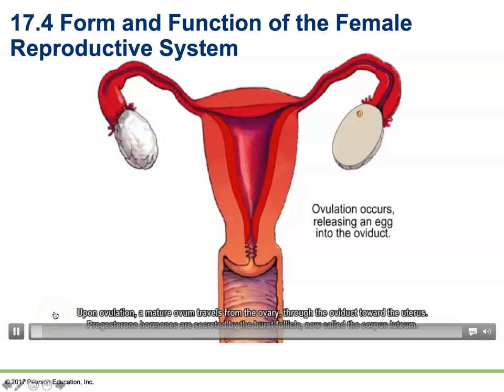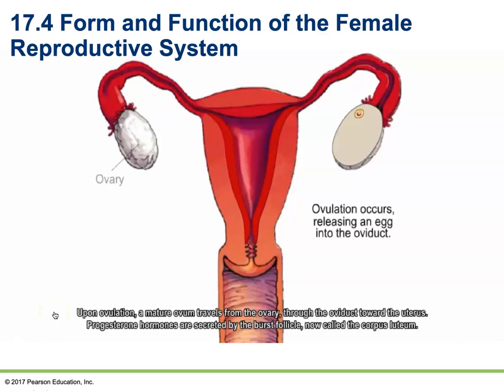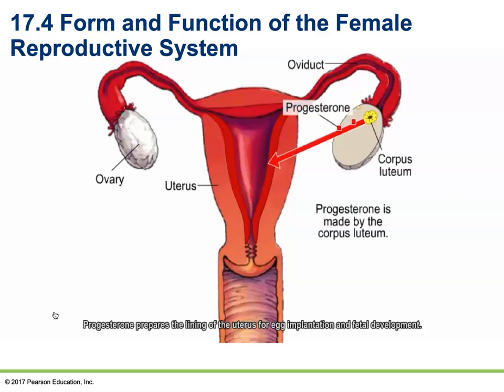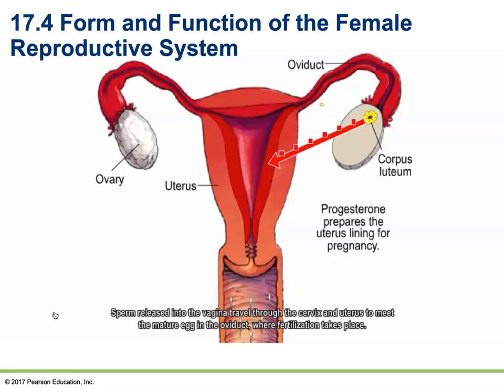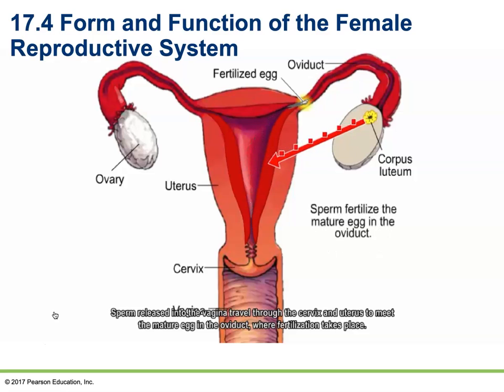Upon ovulation, a mature ovum travels from the ovary through the oviduct toward the uterus. Progesterone hormones are secreted by the burst follicle, now called the corpus luteum. Progesterone prepares the lining of the uterus for egg implantation and fetal development. In response to progesterone, the lining of the uterus, called the endometrium, thickens and blood flow to the uterine lining is maintained. Sperm released into the vagina travel through the cervix and uterus to meet the mature egg in the oviduct, where fertilization takes place.